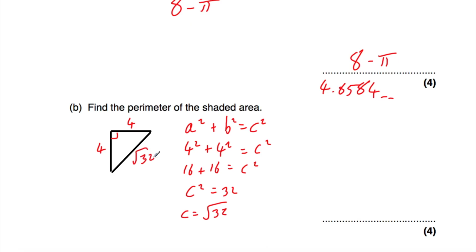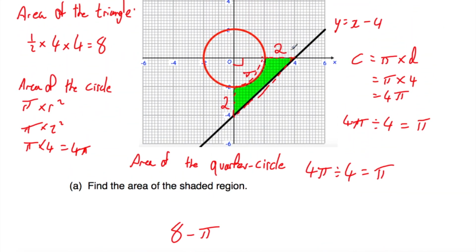So root 32 or 4 root 2. We could write it as 4 root 2 if we wanted to, and the length of that line is 4 root 2. So if we go back up, we've now got the length of that part, which is 2, the length of that arc, which is pi, the length of this line, which is 2, and the length of this line here, which is equal to 4 root 2 or root 32, depending on how we want to write it. So I'm going to write 4 root 2. You could write root 32 there.